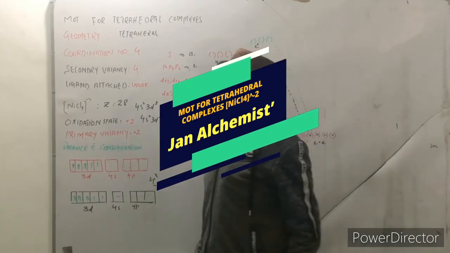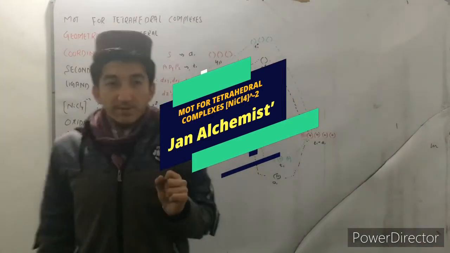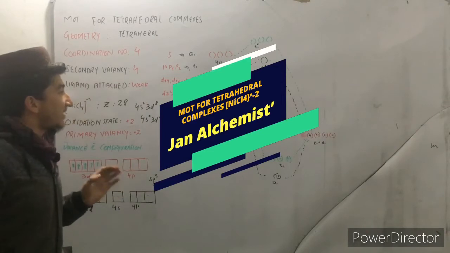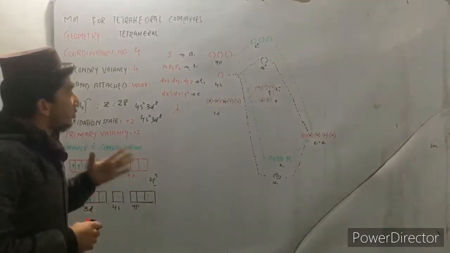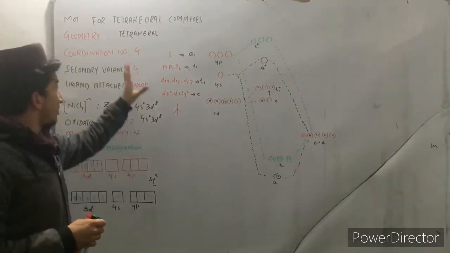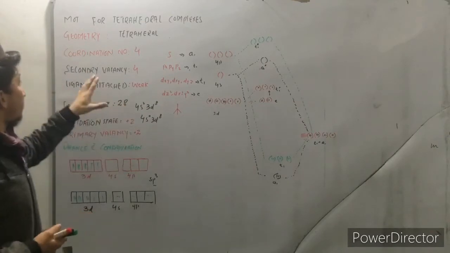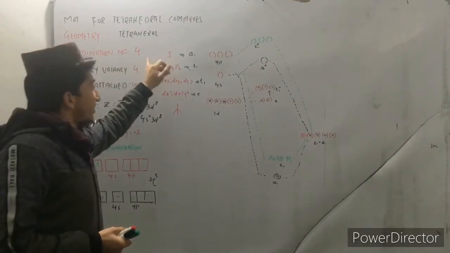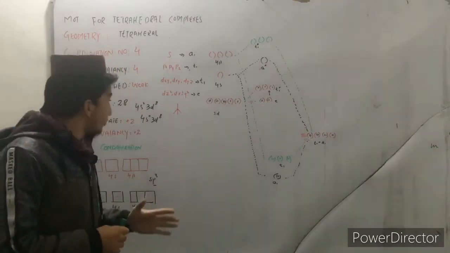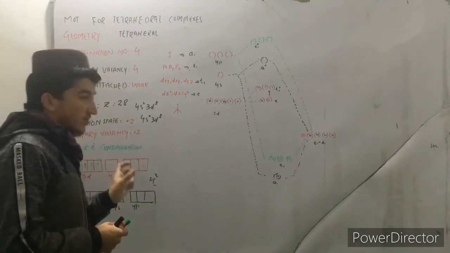Today we are going to talk about a very interesting topic, that is molecular orbital theory for tetrahedral complexes. In this case, you know that the geometry for the tetrahedral molecules is tetrahedral. So the coordination number in these complexes is 4. The secondary valency is also 4, which is the same as the coordination number.